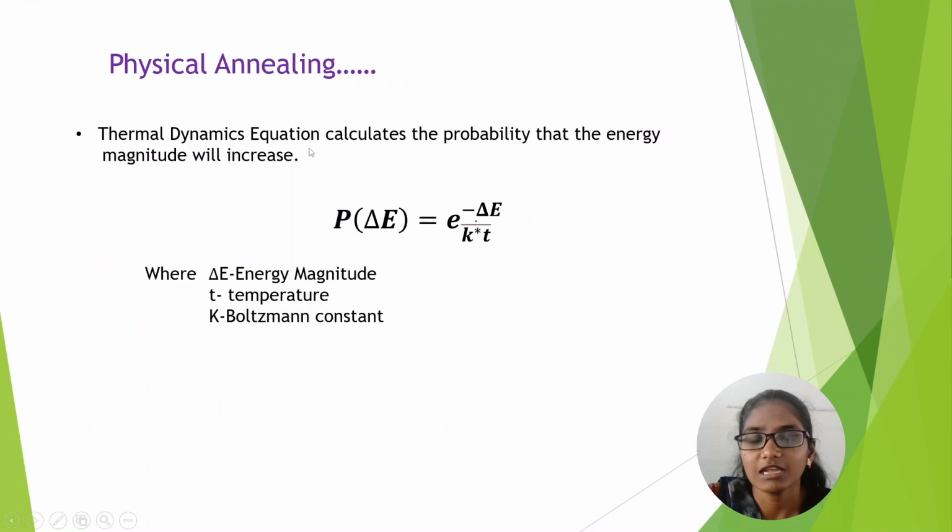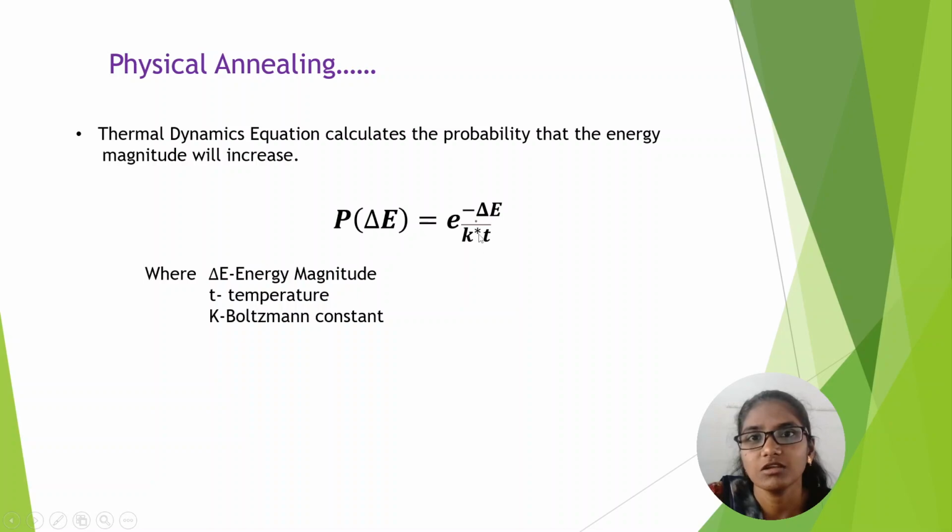This is the thermodynamic equation of physical annealing: P of delta E is equal to e power delta E by K into T. Here P of delta E is the probability function, and delta E is the energy magnitude. When the material is heated, its energy is more.